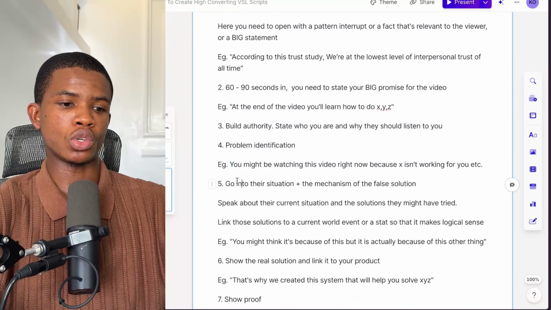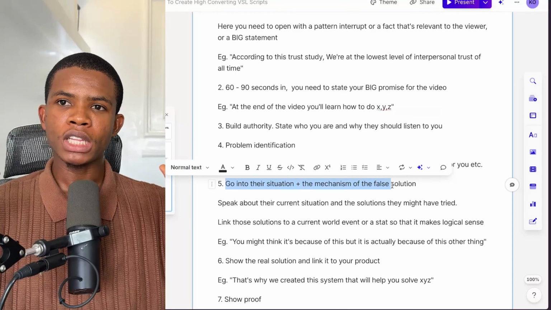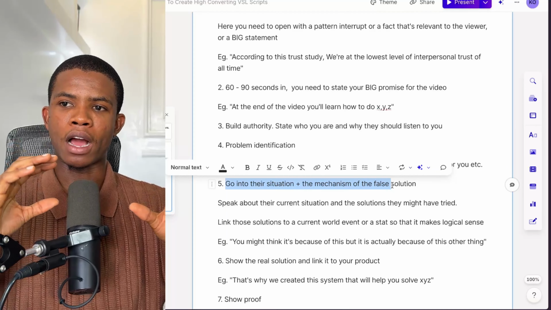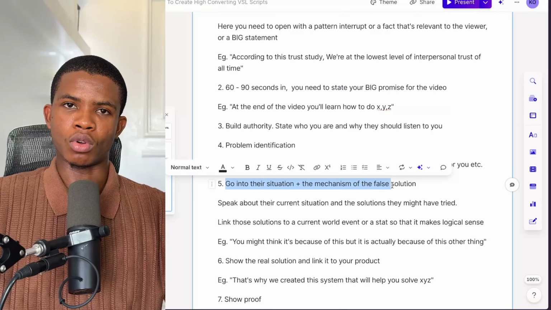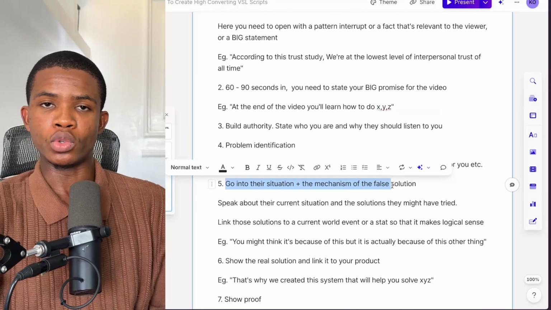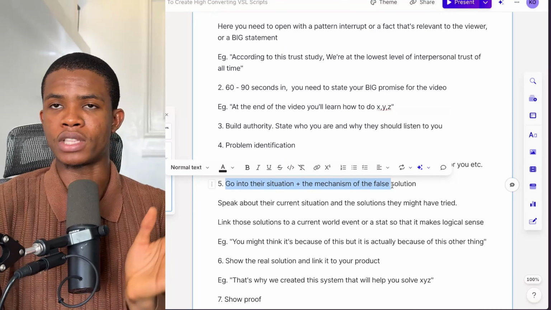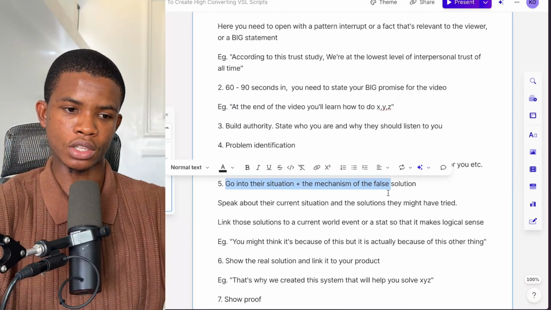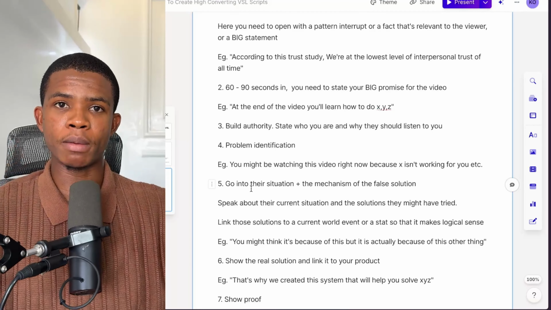And then that's when you go into their situation and the mechanism of the false solution. A lot of people don't really understand the mechanism of the false solution, but basically all you're doing is breaking down, making them understand why all the solutions that they've tried in the past, or even in the present, aren't working, and the reason why. You're not even talking about your solution here. You're just making them understand why what they're trying right now isn't working, because that's what you're going to use to sell your solution. It's extremely important to understand this. So you want to go into their situation, intensify all of the problems, and then explain the mechanism of the false solution.